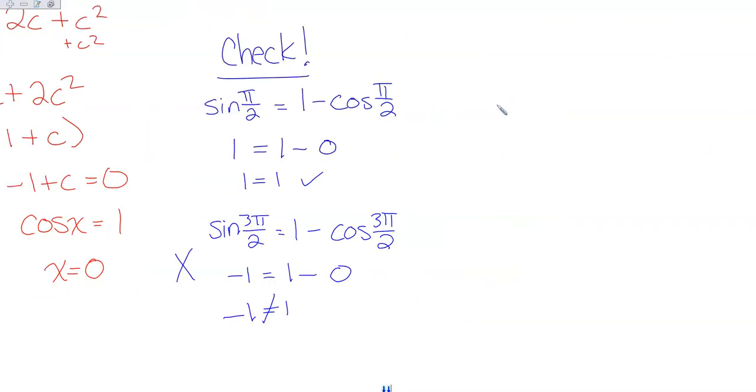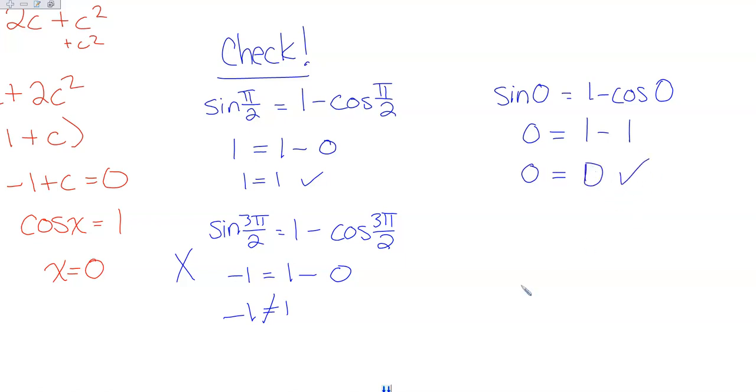And then we're going to check the last one, which is 0. And I'm going to get the sine of 0 is 0. And the cosine of 0 is 1. So 1 minus 1 is 0. So this is also a valid solution. All right, so my valid solutions that I have are pi over 2 and 0.